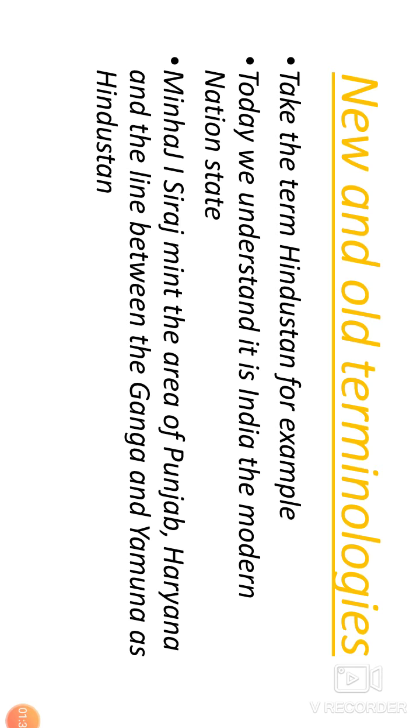Then see one more thing, new and old terminology. Take the term Hindustan for example. Today we understand it as India, the modern nation state, but Minhaj-i-Siraj meant the area of Punjab, Haryana, and the area between the Ganga and Yamuna rivers as Hindustan. That was the Hindustan.